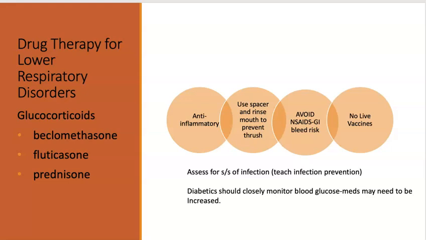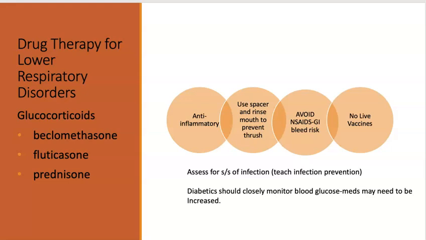With glucocorticoids, no matter what you're using them for, you want to avoid NSAIDs. So these are your non-steroidal anti-inflammatory drugs. This will increase the risk for GI bleeding if they're taking them with their glucocorticoid. So this would be your aspirin or ibuprofen.